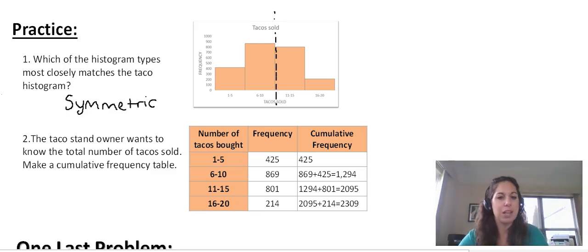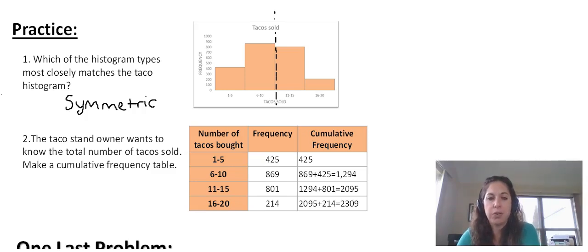And okay, so the next question says the taco stand owner wants to know the total number of tacos sold. So he wants to know how many tacos they sold. We would make what is called a cumulative frequency table. This is when you add up each interval to get the total amount of data you used. So 1 to 5, I said there was 425 tables that ordered between 1 and 5 tacos. Between 6 and 10, it looks like 869 tables. 11 to 15 was 801, and 16 to 20 was 214.